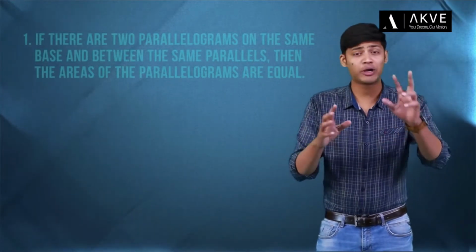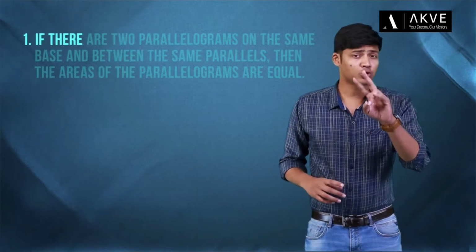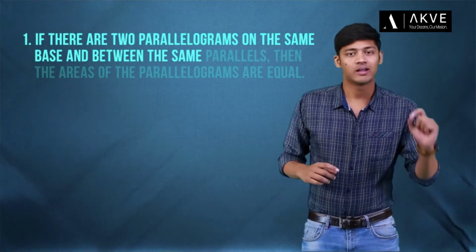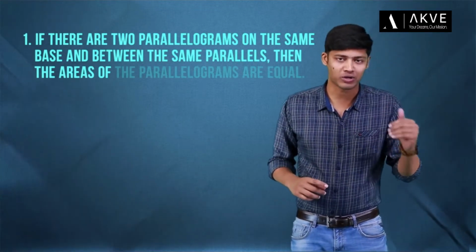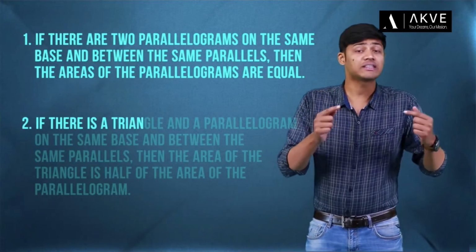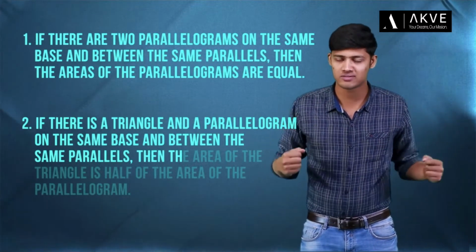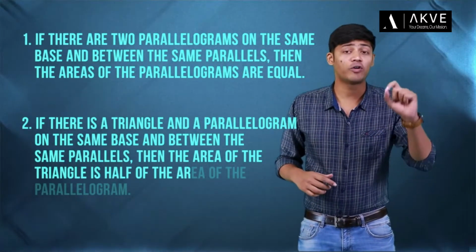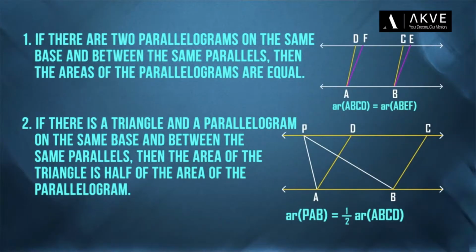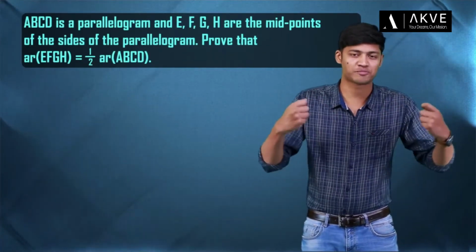So till now we have made 2 important observations. The first observation is, if there are 2 parallelograms on the same base and between the same parallels, then the areas of the parallelograms are equal. The second observation is, if there is a triangle and a parallelogram on the same base and between the same parallels, then the area of the triangle is half of the area of the parallelogram. Now let's move on to our next problem.